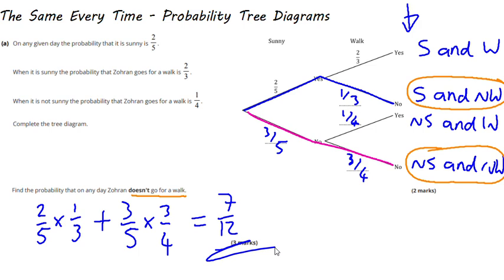Now, some people sometimes ask with this kind of question, should I leave my answer as a decimal, or should I leave my answer as a fraction? Because, of course, we could write probabilities as fractions or decimals, sometimes percentages. My advice would be, if they're giving you fractions in the question, then your answer should be a fraction. If they're giving you decimals in the question, then leave your answer as a decimal.